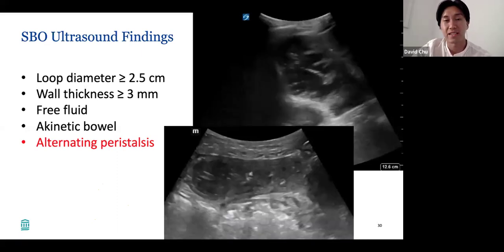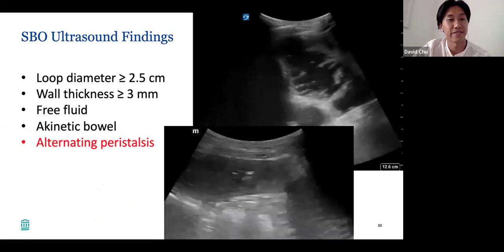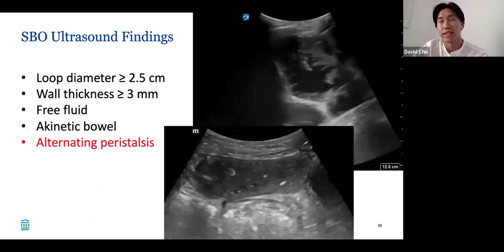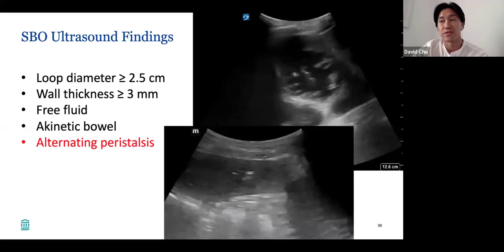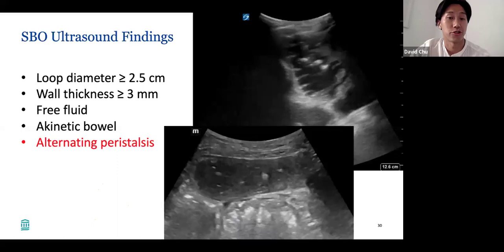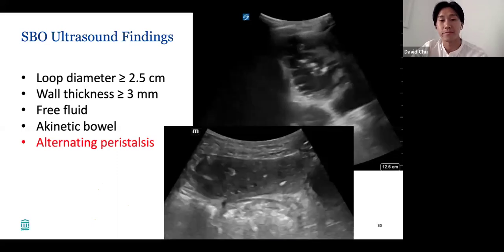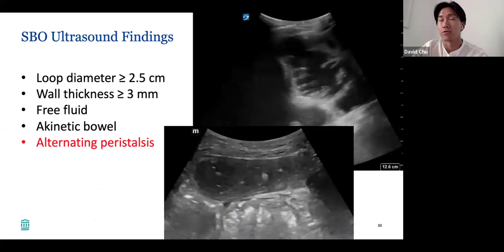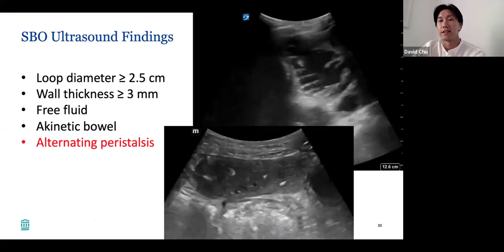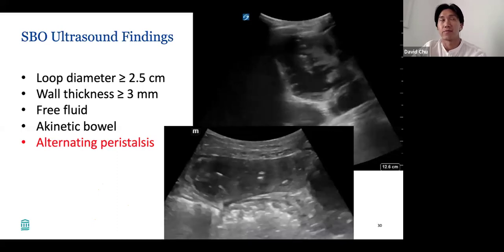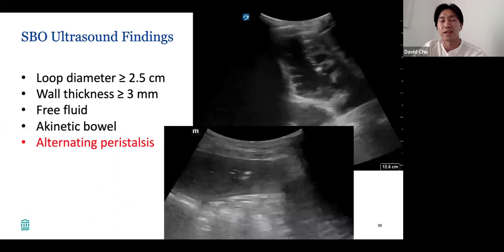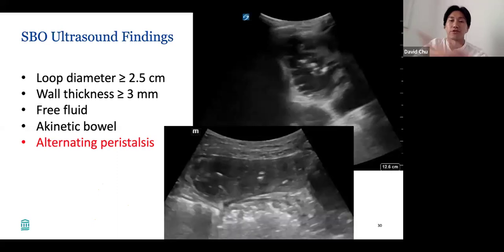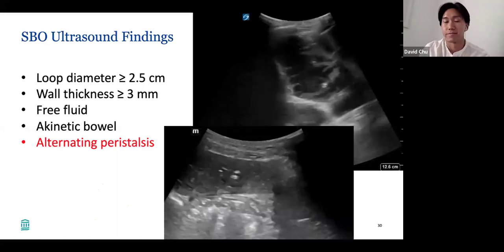If you show them this, along with other secondary signs, such as free fluid and akinetic bowel movements, that could raise their level of suspicion for a type of SBO that would require surgical rather than medical management. So that's the importance of these secondary findings to help you coordinate care with your surgeons. It acts as a prognostic factor for how likely you think this patient would require surgical management rather than medical.